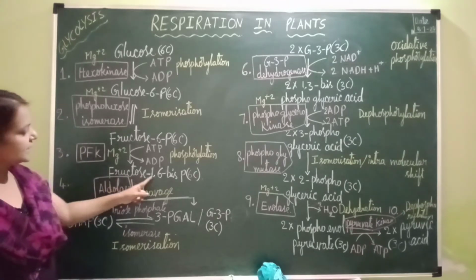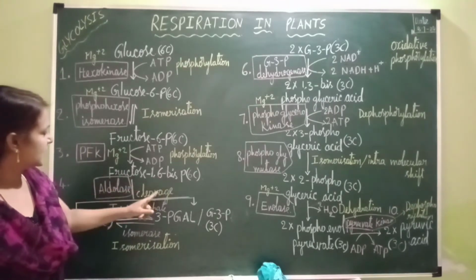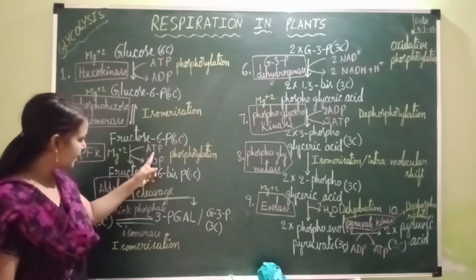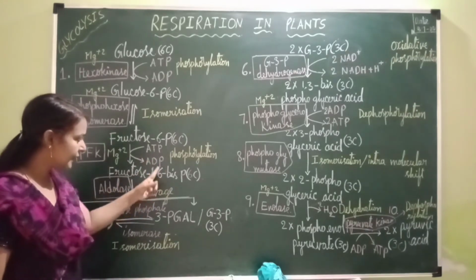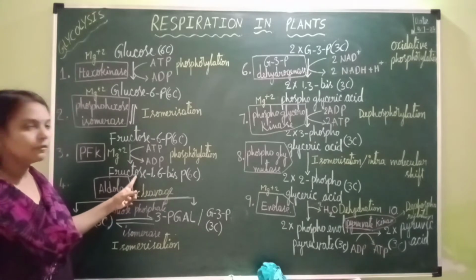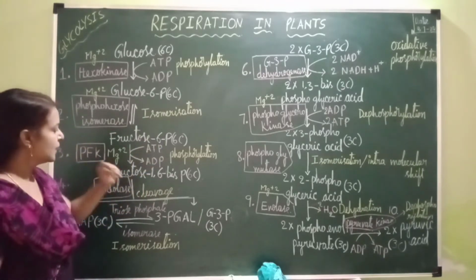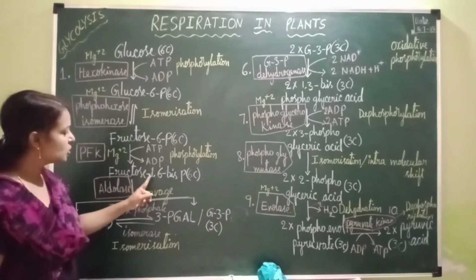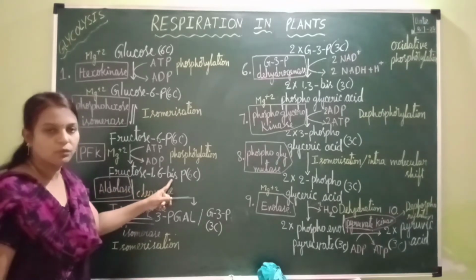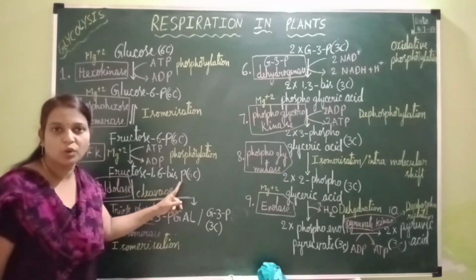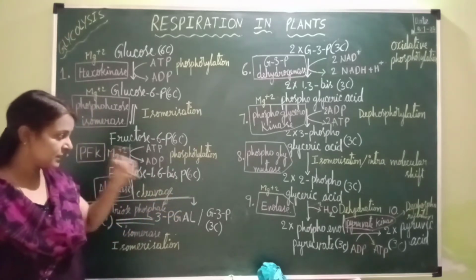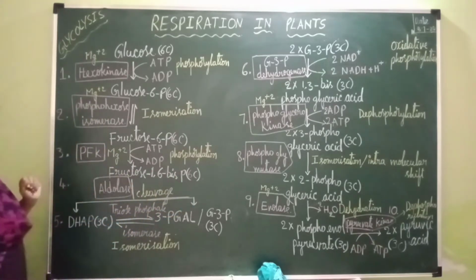So fructose 1,6-bisphosphate is formed. The new phosphate is added at the first carbon atom of the fructose. Already a phosphate is present at the 6th carbon, so hence it has become fructose 1,6-bisphosphate. Two phosphates are present, and it is a 6-carbon compound.